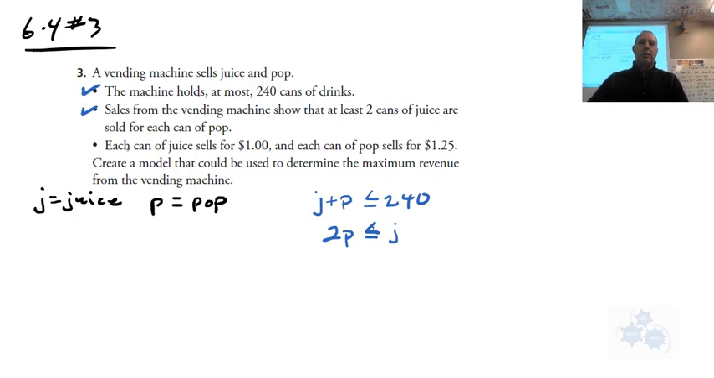Okay. Each can of juice sells for $1 and each can of pop sells for $1.25. Notice this is not attached to a budget, so this is not another constraint. It's not an inequality. What's it called again? It's the objective function, yeah.